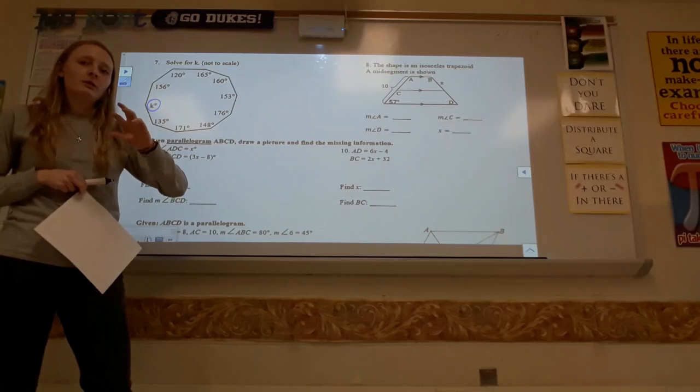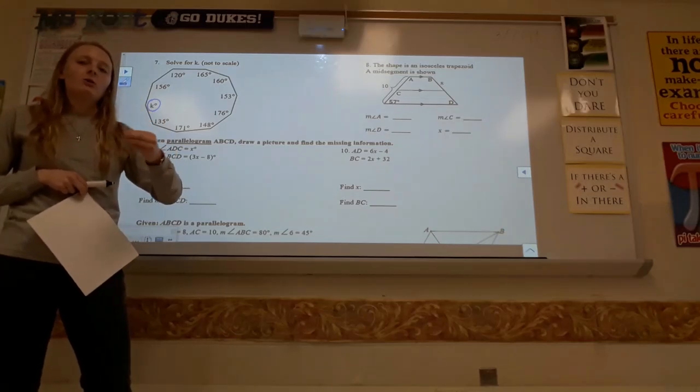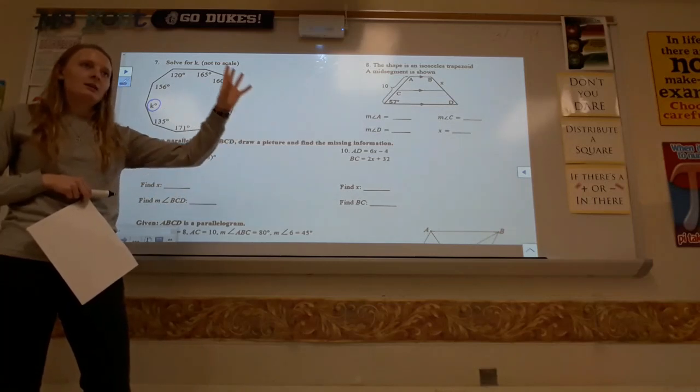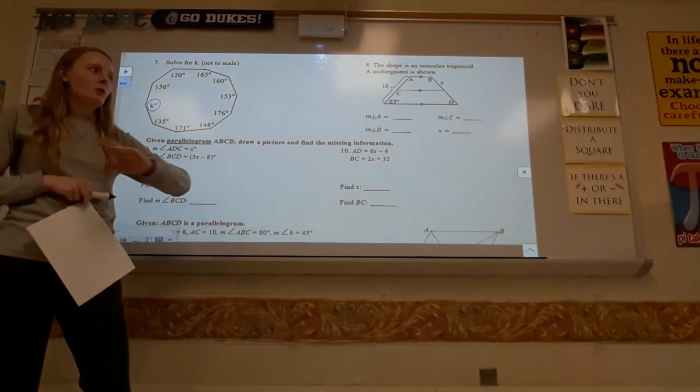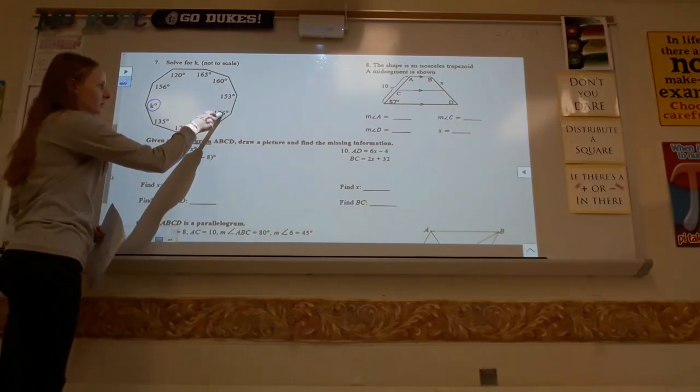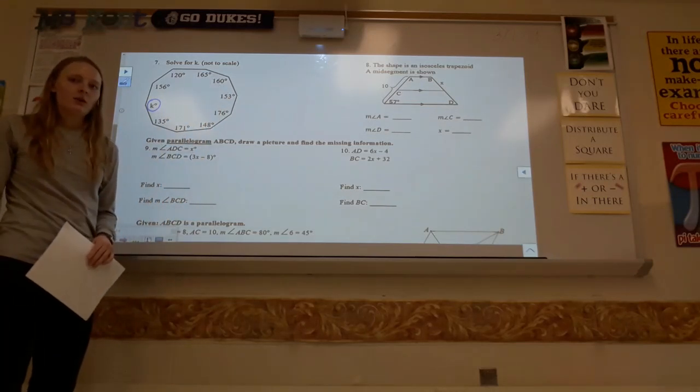Remember that it's very important that if you're using that formula, you also have to see the word regular. You can only use that formula, the 180 times n minus 2 divided by n, to find one interior angle if it's a regular shape. And you can clearly tell these angles are all different. So this is not regular.